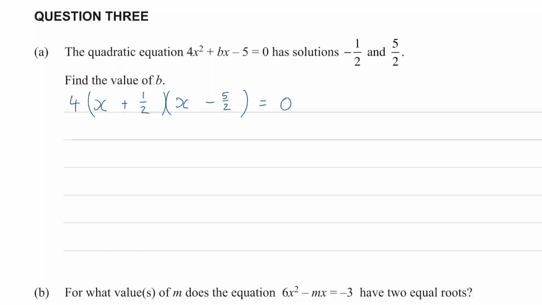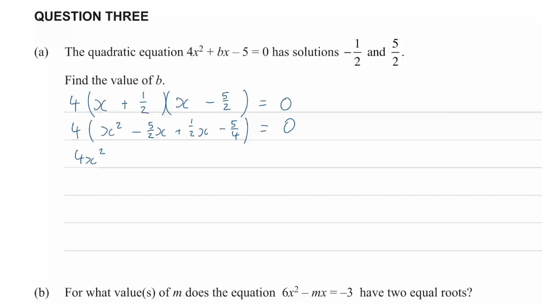Right, so now we've put it in factorized form from the solution, so now let's expand it into the standard quadratic. We get x times x is x squared, x times negative 5 over 2 is negative 5 over 2x, half times x is plus half x, half times negative 5 over 2 is negative 5 over 4. That equals 0. Now we can distribute the 4, which gives us 4x squared, which is what we expected.